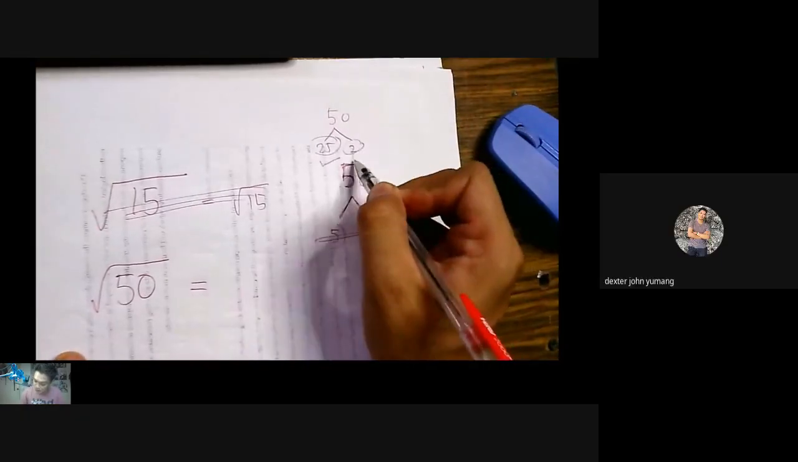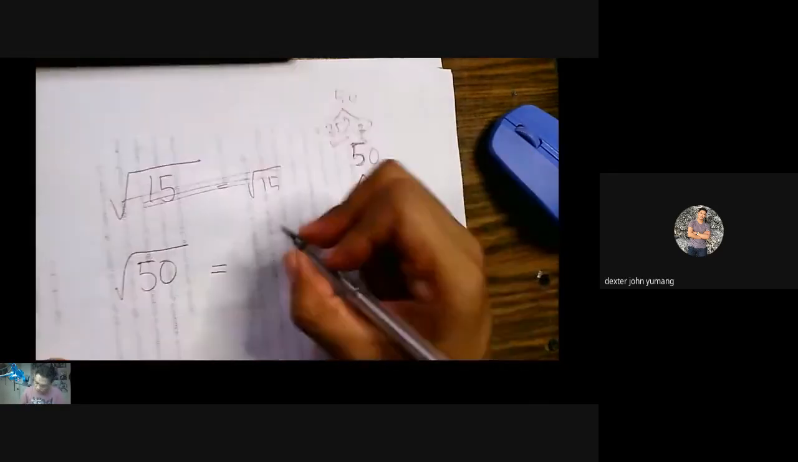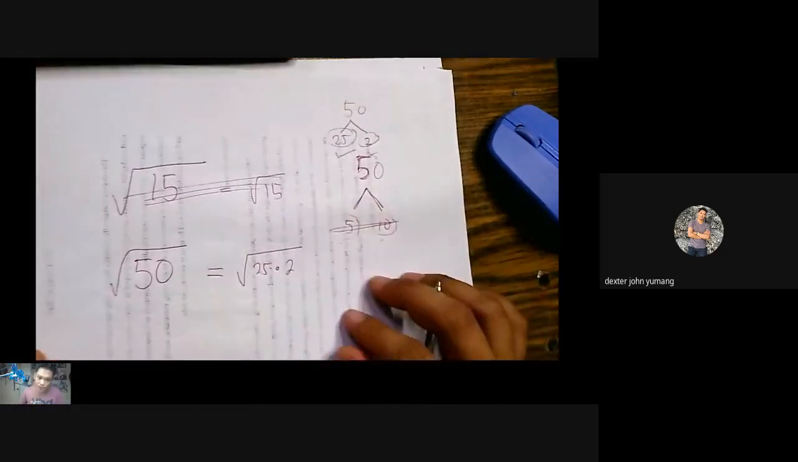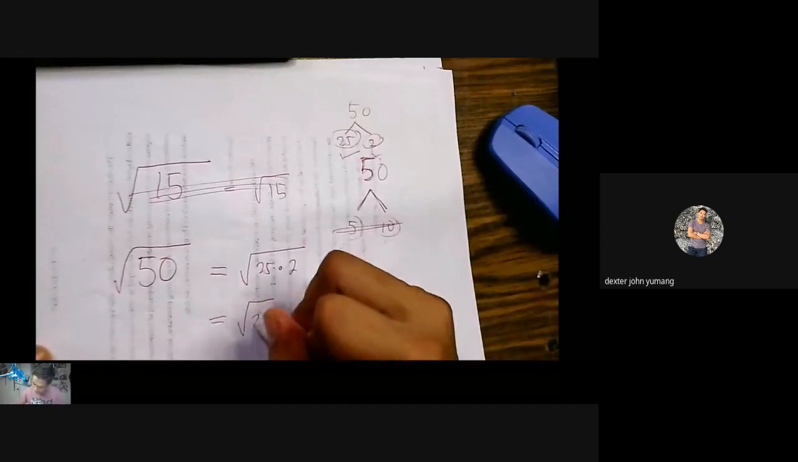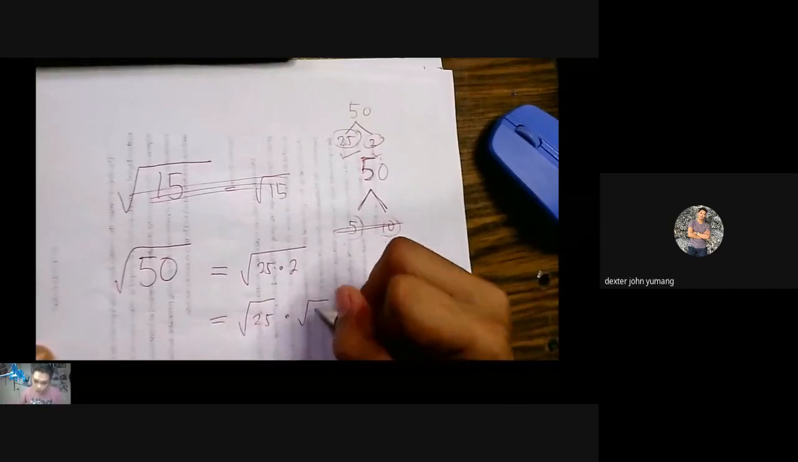Is 2 a perfect square? That is no. Okay lang po na no ang isa. Basta ang isa, yes. So, yun na yung ilalagay dito. 25 times 2. So, equals square root of 25 tapos square root of 2. Tapos, equals, sa 25, ano po yung perfect square niya? Five, sir. So, lagyan ng plus minus 5. Tapos, times square root of 2.